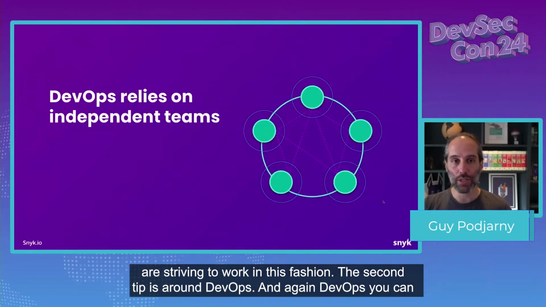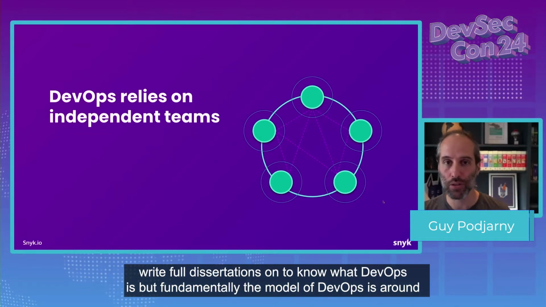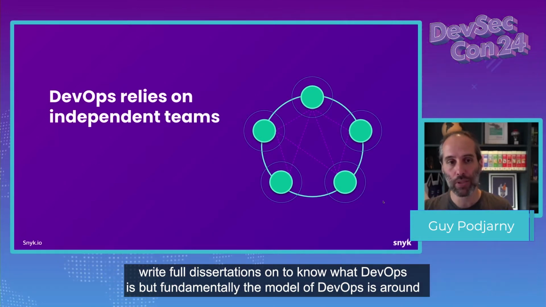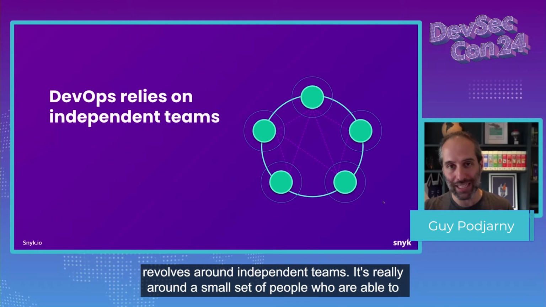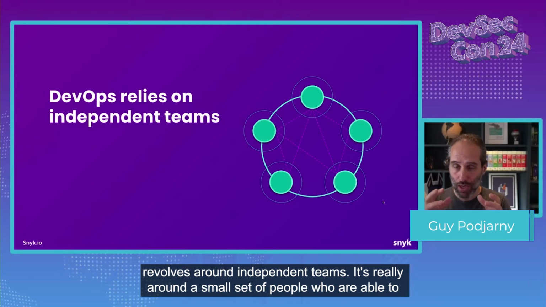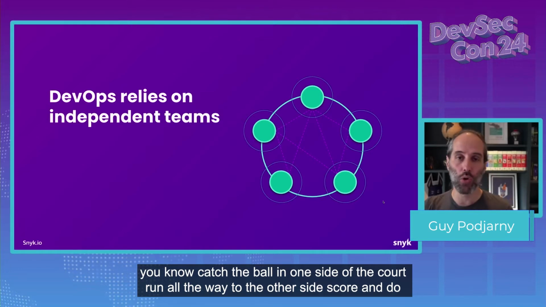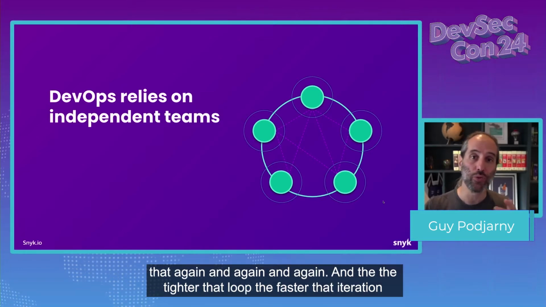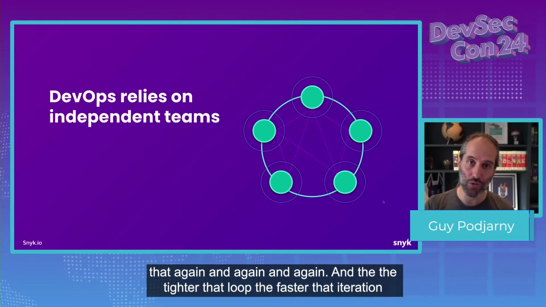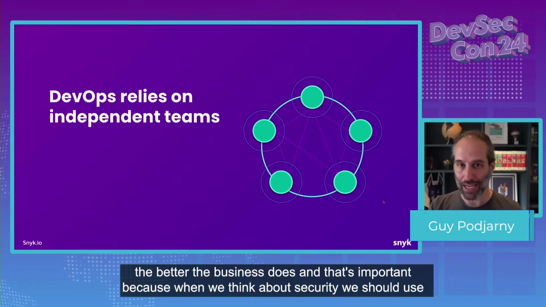The second tip is around DevOps. And again, DevOps, you can write full dissertations on what DevOps is, but fundamentally, the model of DevOps revolves around independent teams. It's really around a small set of people who are able to catch the ball in one side of the court, run all the way to the other side, score, and do that again and again and again. And the tighter that loop, the faster that iteration, the better the business does.